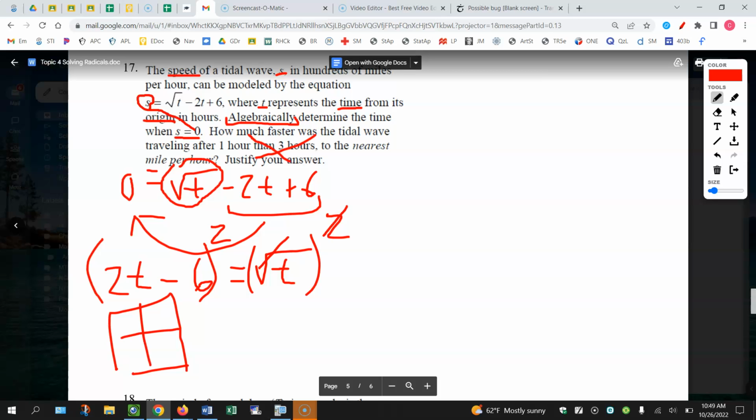So at this point, pause the video and see if you can go ahead and get this equation set equal to 0, because you're going to end up with a quadratic, and then come back and see if we're on the same page.